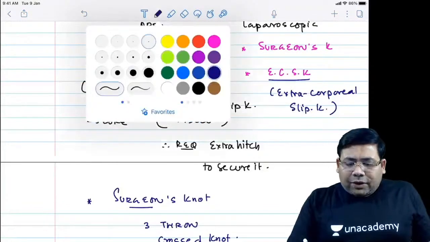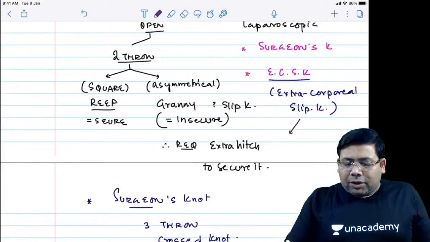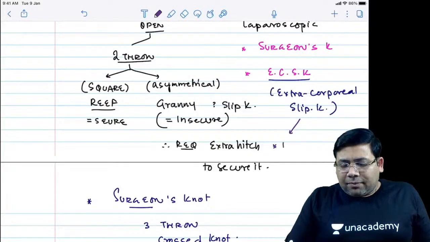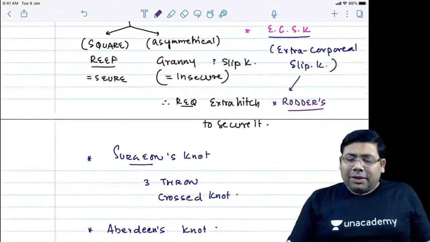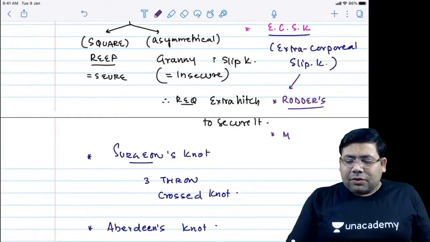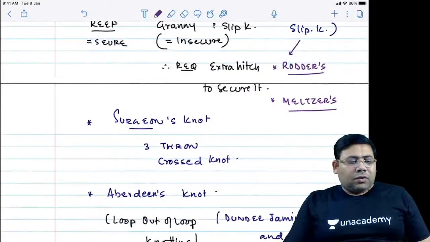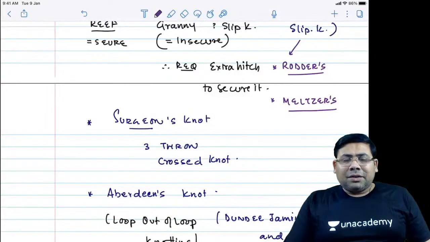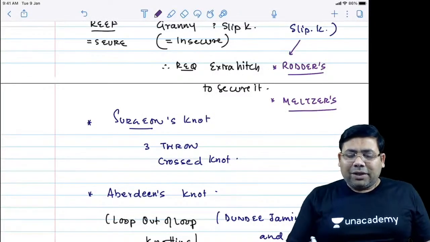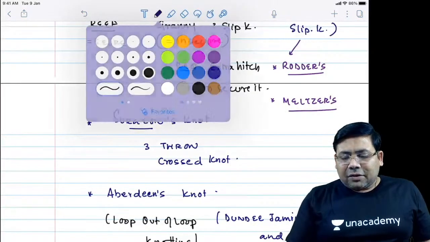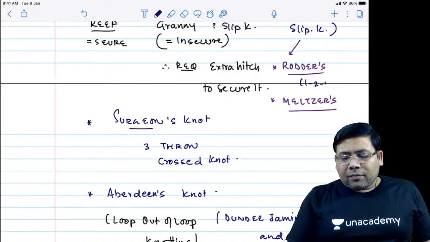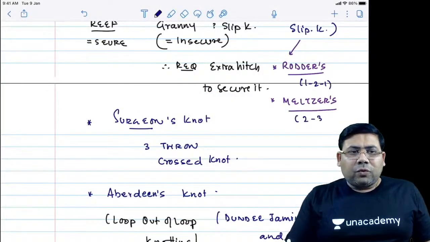We have two types of extracorporeal slip knots. What are they? The first one is Roeder's knot, and the second is Melzer's knot. What is Roeder's knot? What is Melzer's knot? Roeder's is 1-2-1 and Melzer's is 2-3-2.